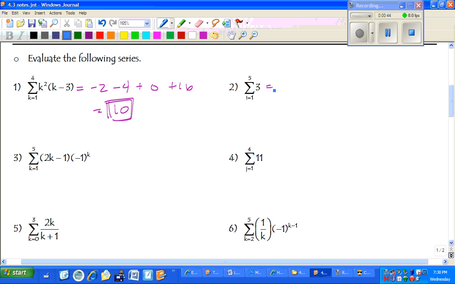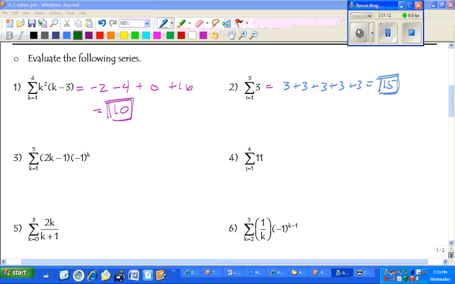For number 2, this one does not have any variables in our expression for the sequence. So that means it's not going to change. Here we were plugging in different values for k, so it changed our terms. Here there's nothing to plug into. So we're adding up 5 terms, but all 5 terms are the same. Each term is just 3. So our sum comes out to be 15.